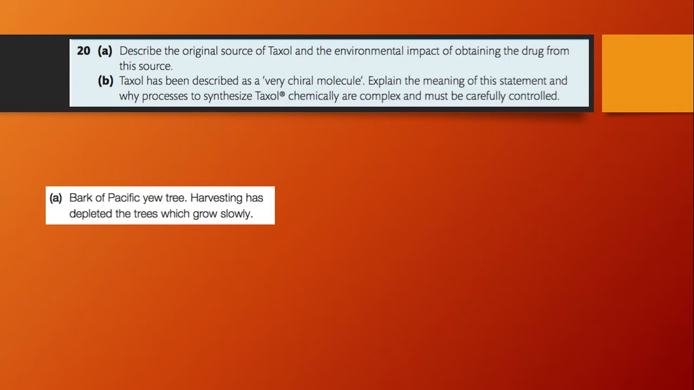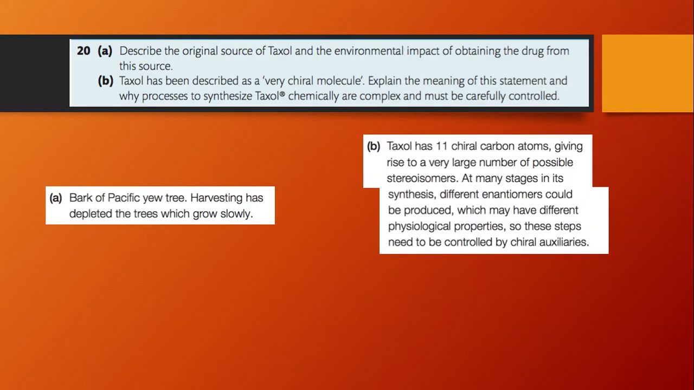All right, let's look at letter B. Taxol has been described as a very chiral molecule. Explain the meaning of this statement and why processes to synthesize Taxol chemically are complex and must be carefully controlled. Okay, so think about, why is Taxol very chiral? And then why do we have to be very careful with this, and why are the processes complex and must be carefully controlled? Well, Taxol has 11 different chiral carbon atoms, giving rise to a very large number of possible stereoisomers.